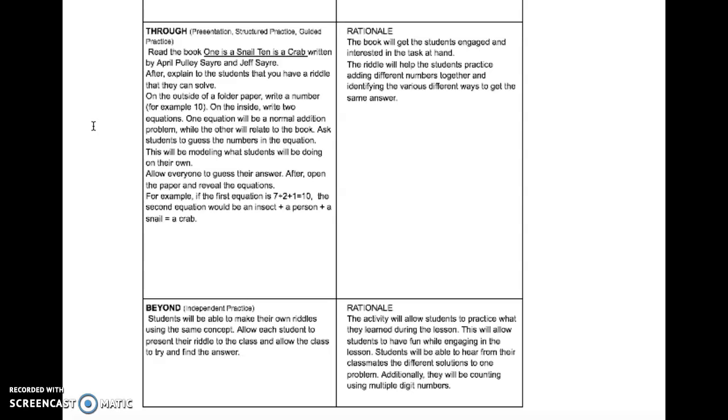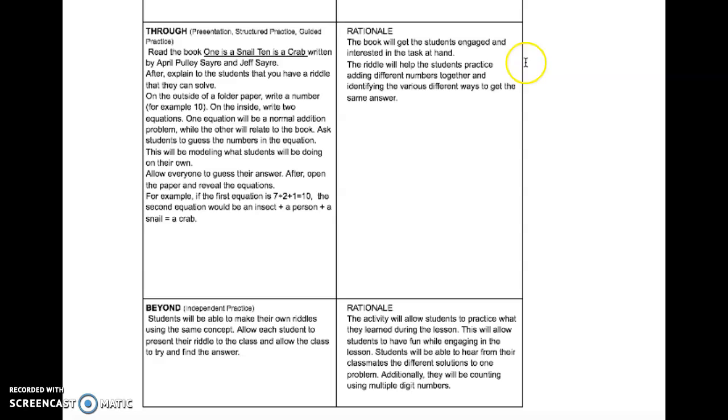So for example, if on the outside you have 10, the first equation you can put is 7 plus 2 plus 1, which equals 10. Now, of course, there are many different ways to get this answer. You could do 5 plus 5. You can do any problems that you would like. And for the second equation, you would use the equation that relates to the book. So once you read the book, you're going to be able to tell an insect plus a person plus a snail equals a crab. And you can draw this out so that your students can visualize the symbols with the numbers.